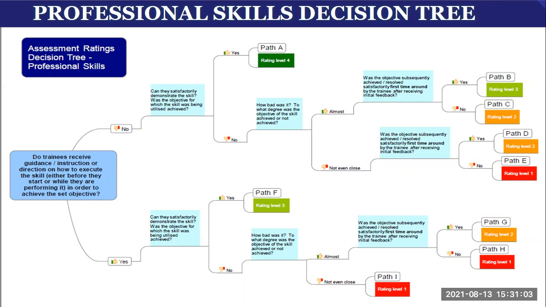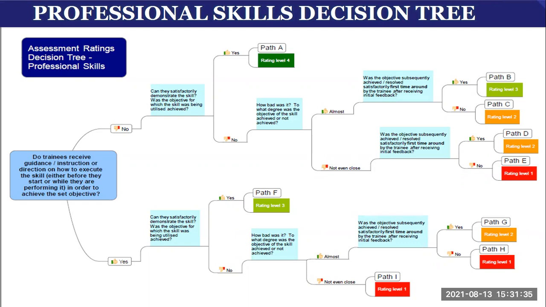That is, firstly, to what extent the trainee receives guidance. Secondly, to what extent are they able to achieve the desired outcome through utilization of the relevant professional skills. And then thirdly, after receiving any additional guidance, to what extent can the desired outcome now be achieved? So we can maybe, again, go through an example of how you then utilize the professional skills decision tree.